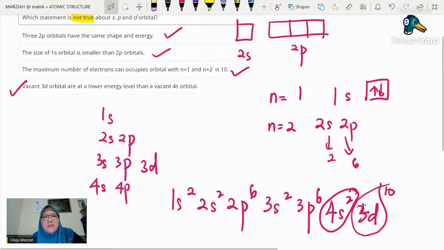Okay, so it's a bit tricky sikit kat sini lah. Yang kosong, vacancy lah ni. 3d orbital yang kosong. Apa buktinya? Kalau kita buat ikut Aufbau diagram, kita akan isi 4s dahulu, kita penuhkan and then baru we move to 3d yang kosong. Okay, so this is for number 2.